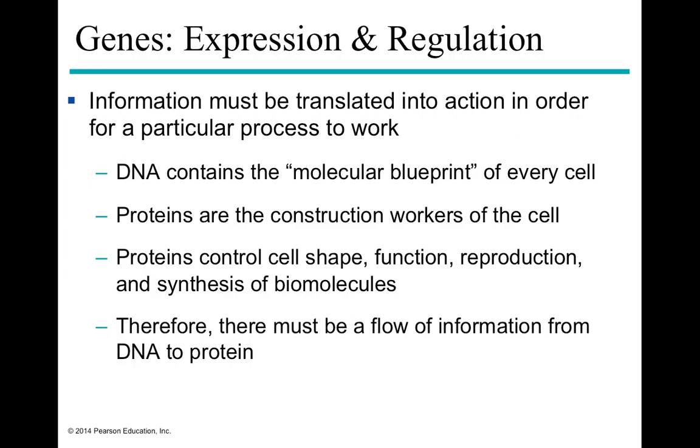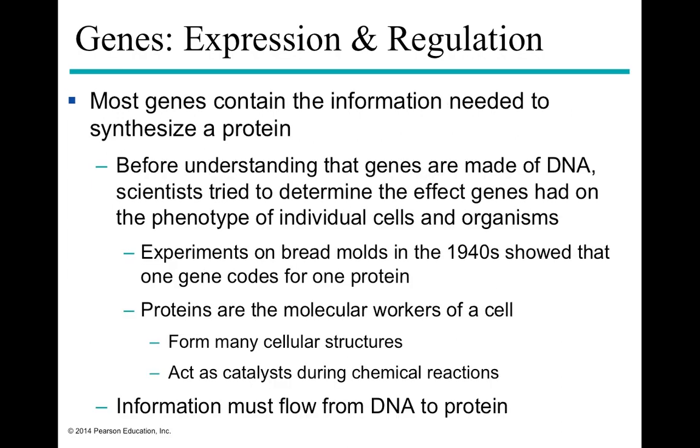So, in order for the information in the cell to get to the point where we are actually making a functional protein, we have to go through several steps. DNA is the molecule that contains the blueprint for all of the genes and all of the proteins that are made in your cell. And proteins are the final product, the construction workers of the cell, and proteins control everything in the cell, from the cell shape, cell function, reproduction, and the synthesis of various biomolecules. So there's an overall flow of information from DNA to RNA to protein, right?